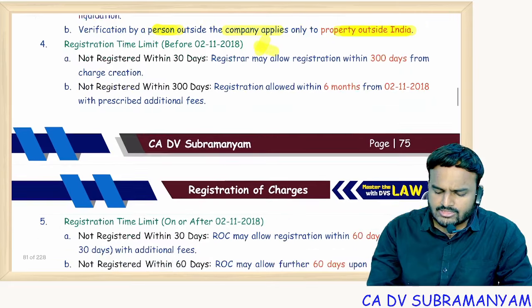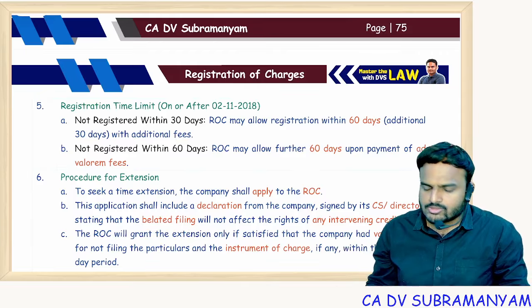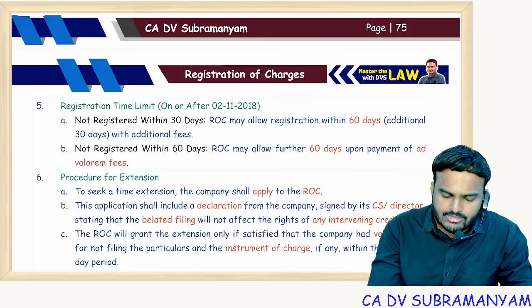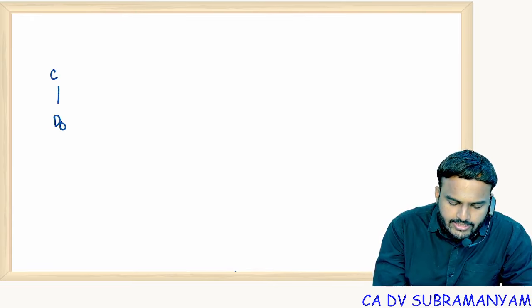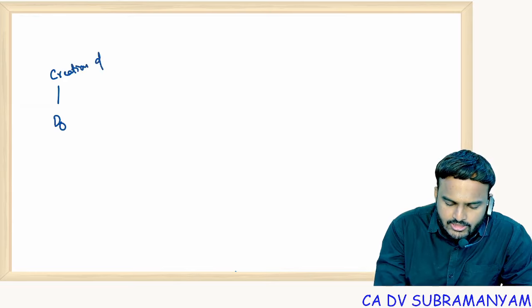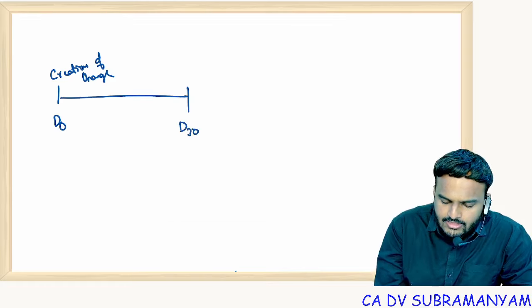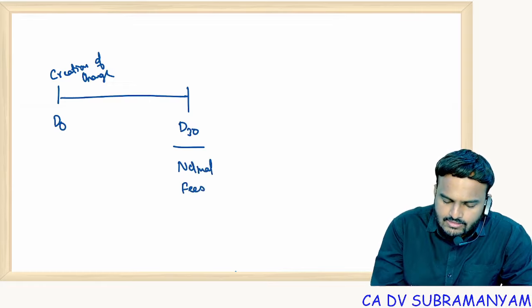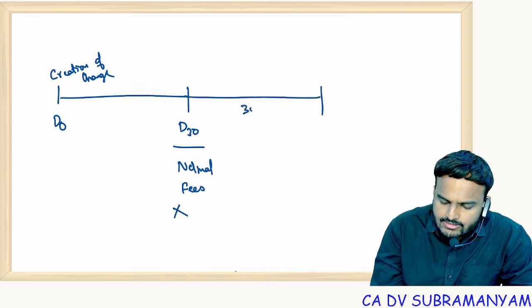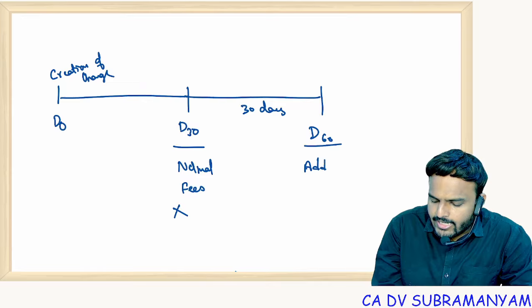Next one, registration time limits. Forget about old charges, not required. Seven years back it was all completed. So, new charges, time limits. Remember the time limits. So this is day 0, creation of charge, the starting point. From here onwards, day 30, normal fees. Or else, sir, missed out, sir. No problem. Another 30 days I am giving you. So that means day 60, but here you need to pay additional fees.